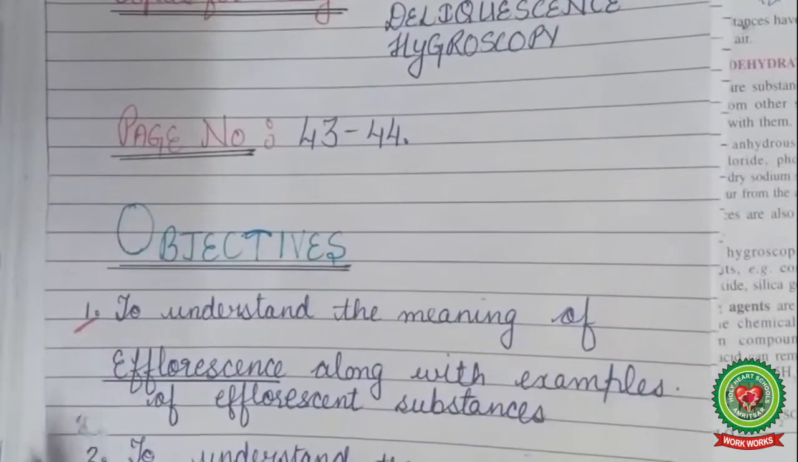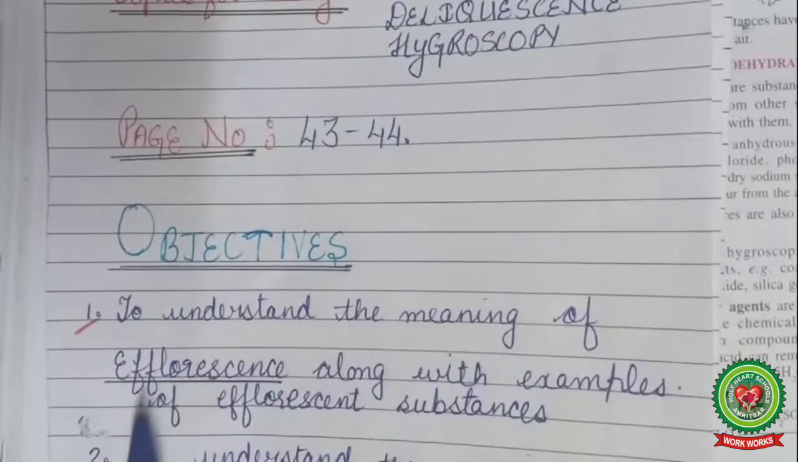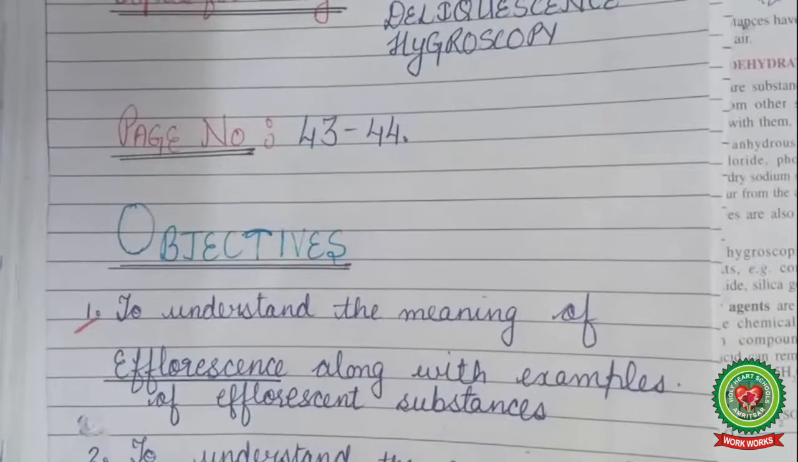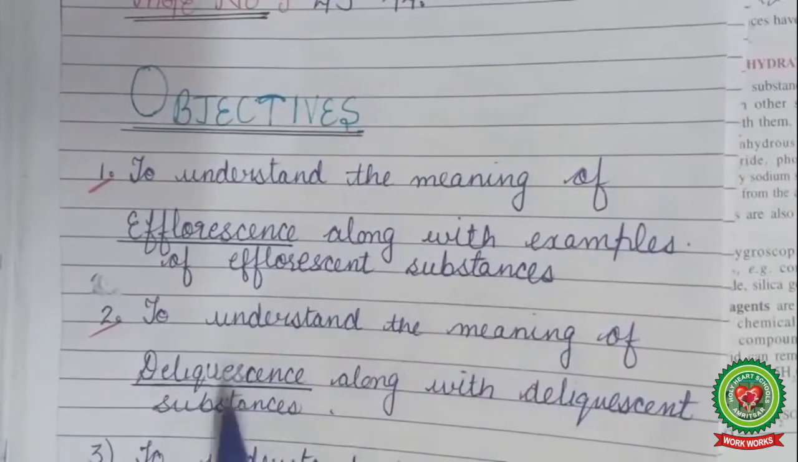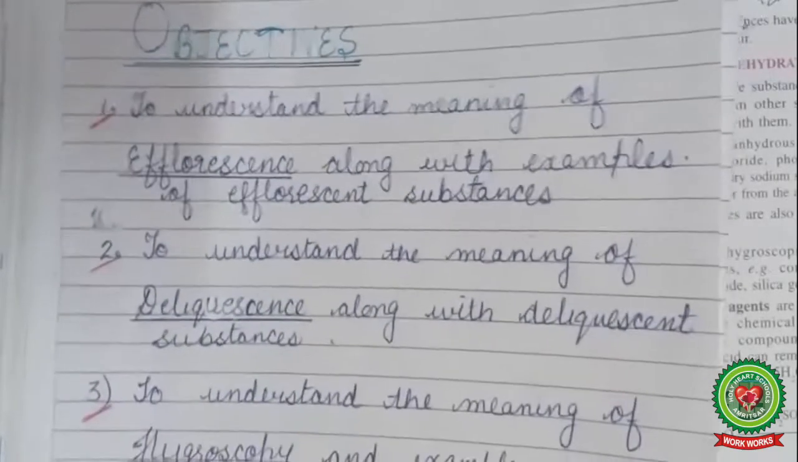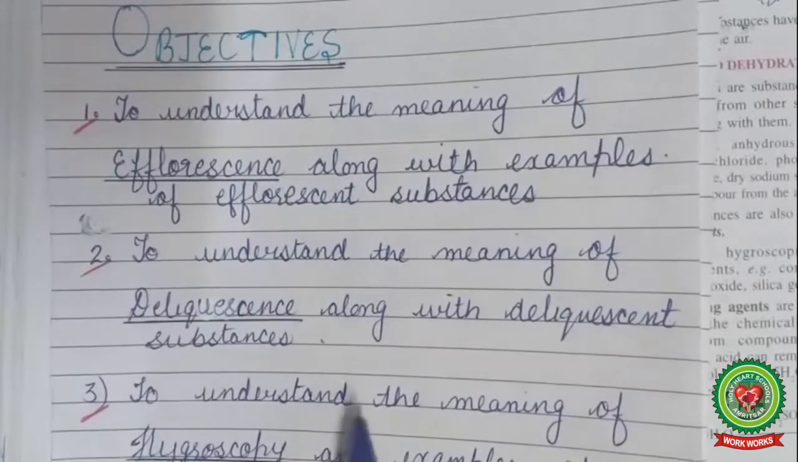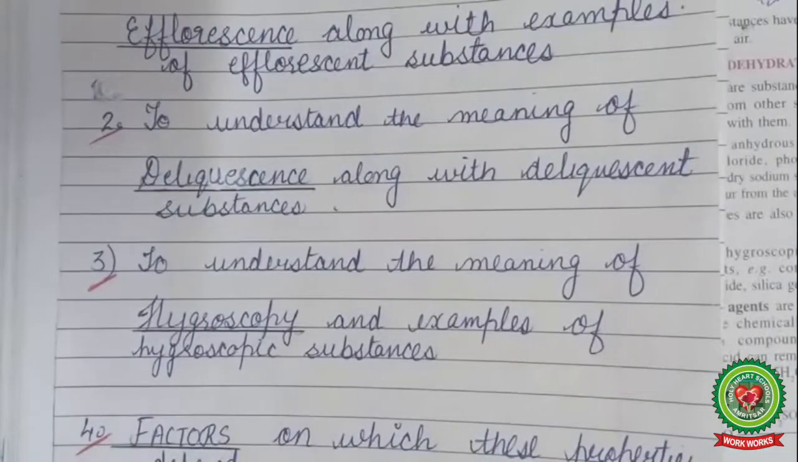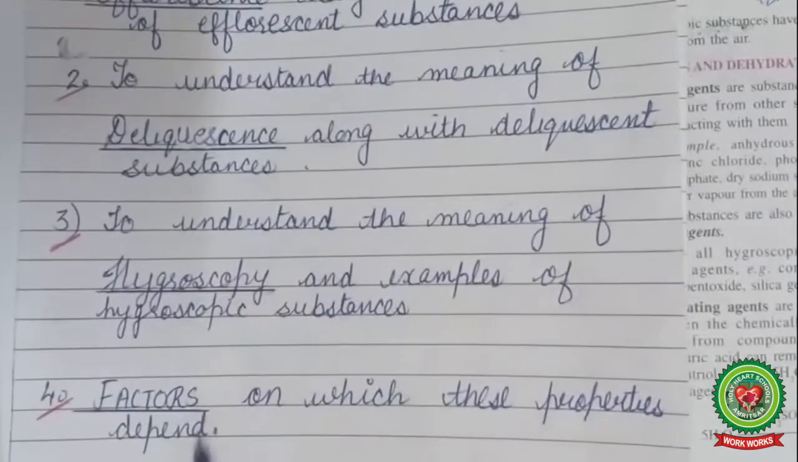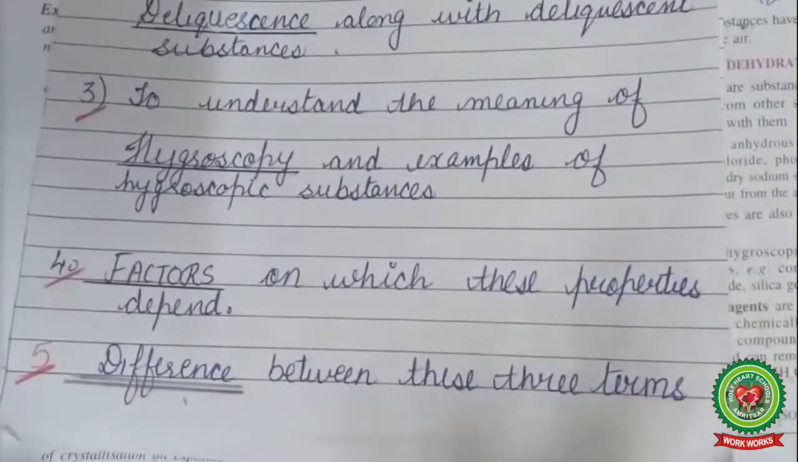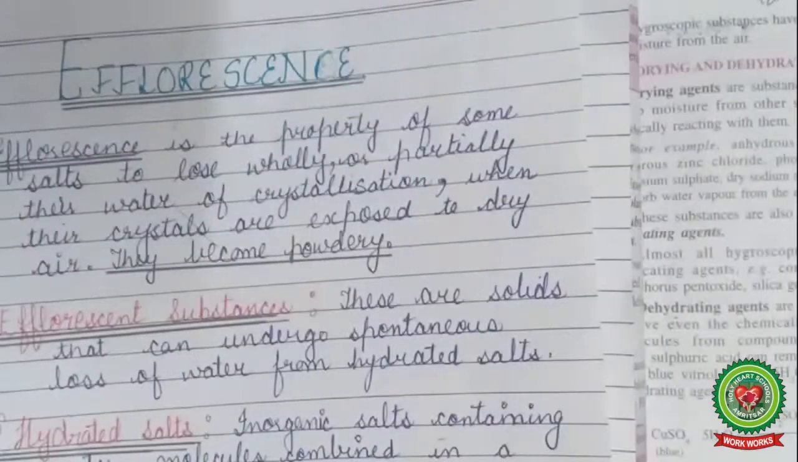The first objective is to understand the meaning of efflorescence along with examples of efflorescent substances. Second, to understand the meaning of deliquescence along with deliquescent substances. Third objective of today is to understand the meaning of hygroscopy and examples of hygroscopic substances. Fourth one is the factors on which these properties depend, and the last one is to know the difference between these three properties. Now let's start with our first objective.